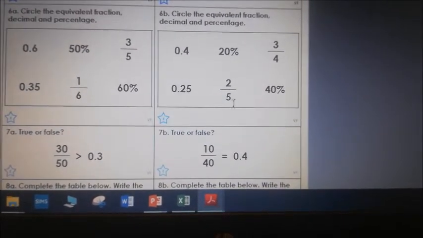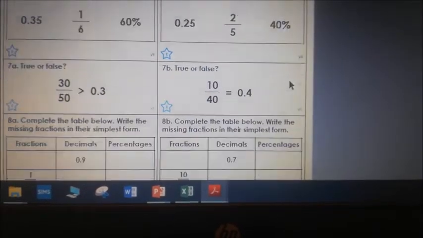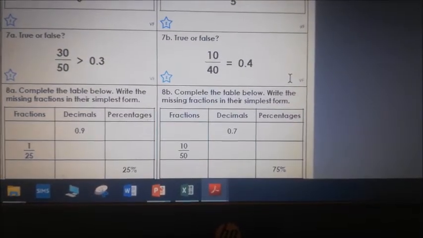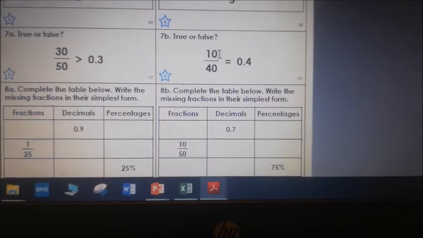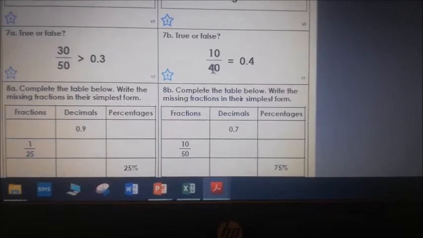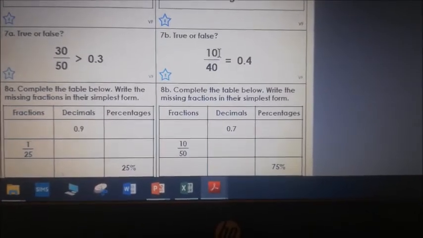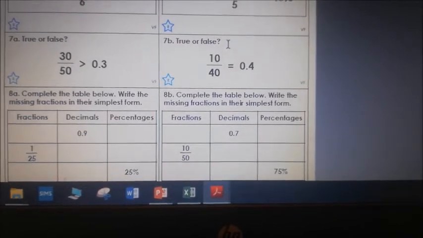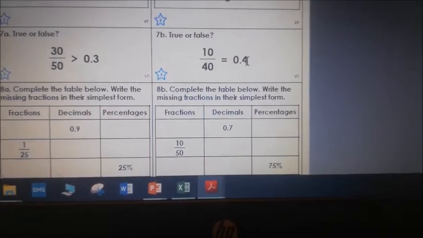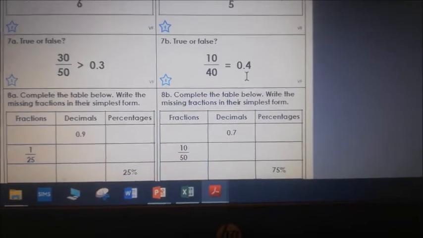What would that be out of 100? Where would that fit, etc.? True or false? We've got 10 over 40 is 0.4. Starting point here, get everything over 100. Pop it over 100. What do we need to do? Times that by something. I'm not going to tell you what. Times this number by something to get it out of 100. Times the numerator by exactly the same. See if that is what you would have the answer as a decimal.